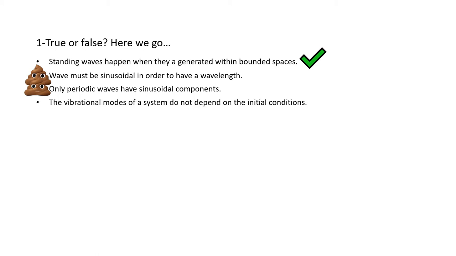The vibrational modes of a system do not depend on the initial conditions. In fact, the vibrational mode set is a property of the physical system with its boundary conditions. For instance, an air column open at both ends. Which vibrational modes will be excited? That will depend on the initial conditions. But those not excited still exist. So that is correct.